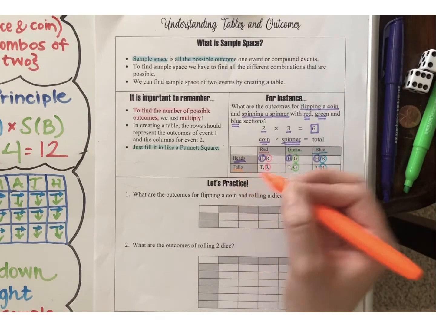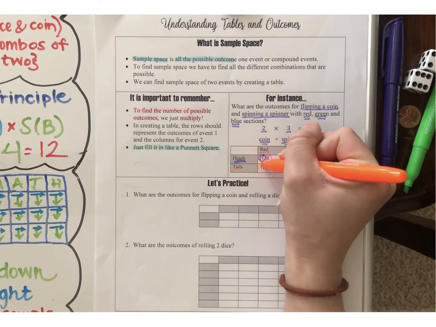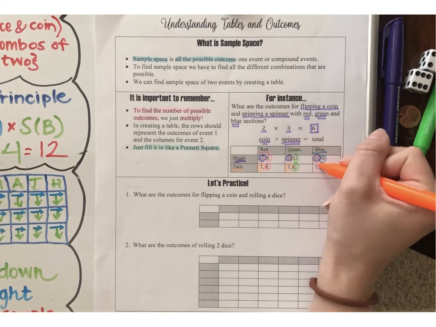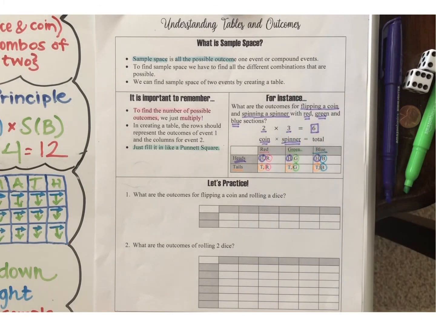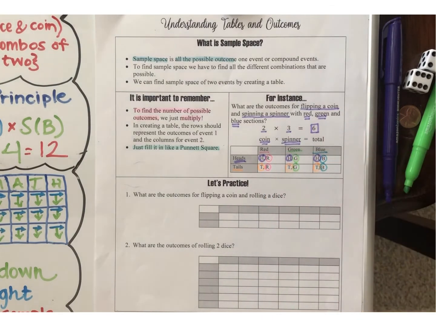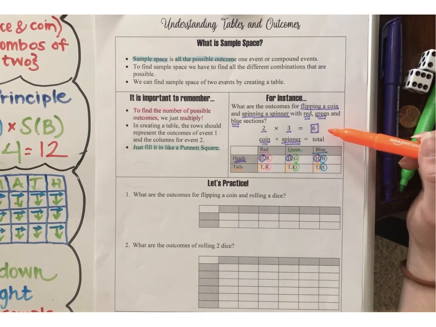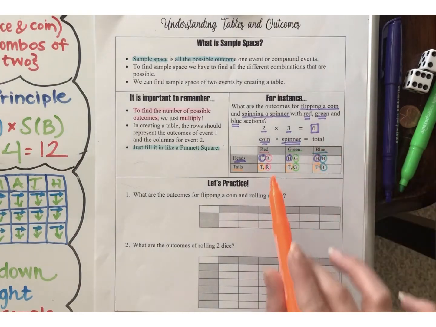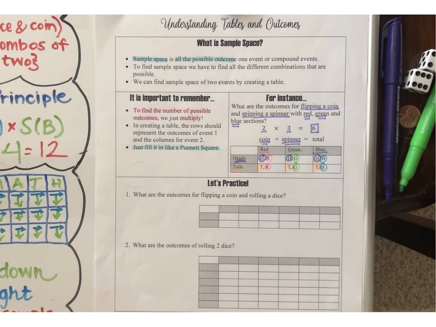We do the same with our tails. It's left, so it must go right. This gives us a total of 6 different options for flipping a coin and spinning our spinner, meaning our sample space has a total of 6 different items inside of it, and this is a list of those items.